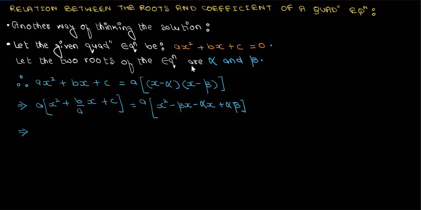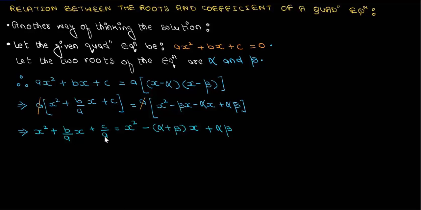because when you equate this to 0, you will get x equal to alpha or x equal to beta. Here we have taken a as common, so in the bracket we are left with x square plus b by a x plus c by a, equal to a into x square minus beta x minus alpha x plus alpha beta, and by calculation this a and this a will get cancelled out. So we are left with x square plus b by a x plus c by a.